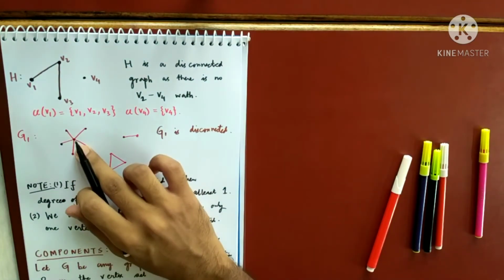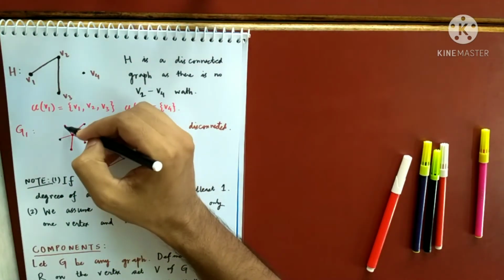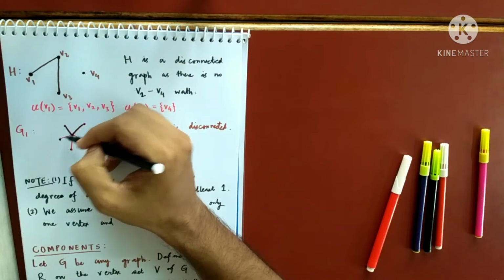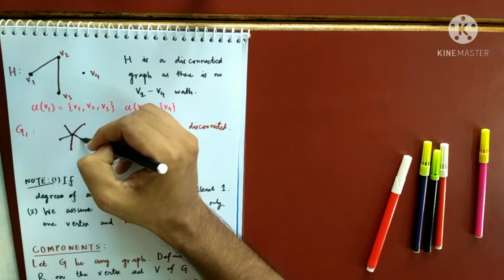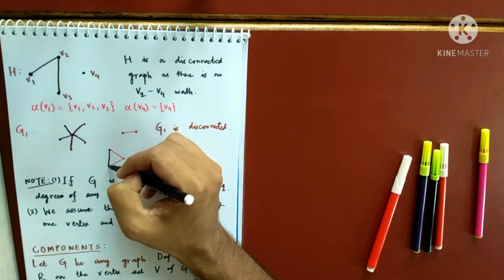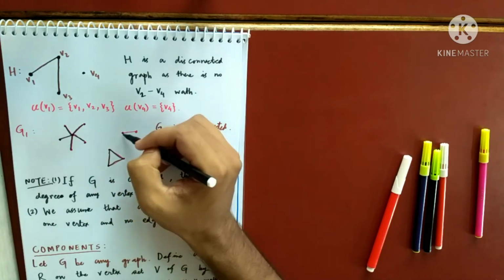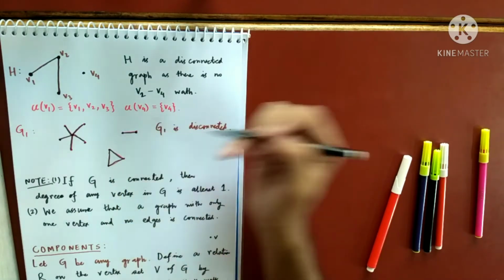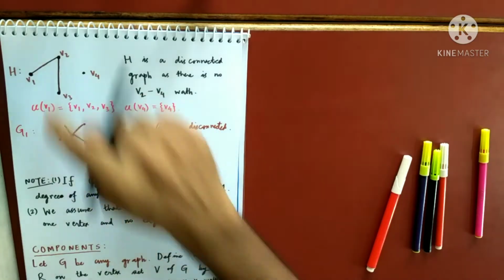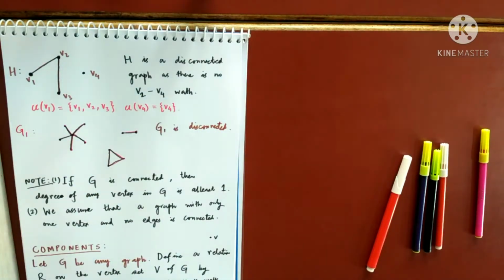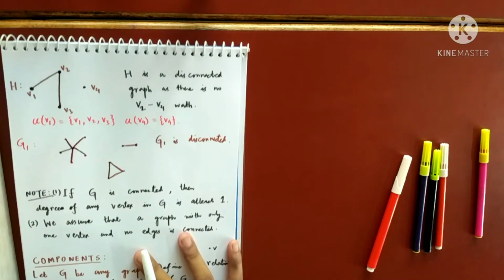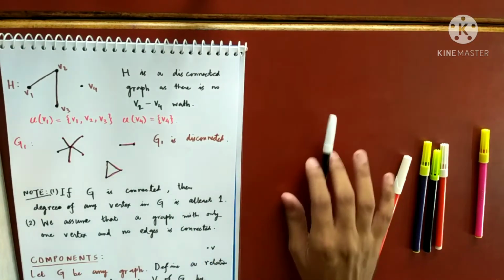Similarly, look at this one. With the help of the first equivalence class, I will get this subgraph. Then I will get this subgraph, and I'll get this subgraph. And each of these subgraphs is called a component of the graph. So this is what I mean by components.